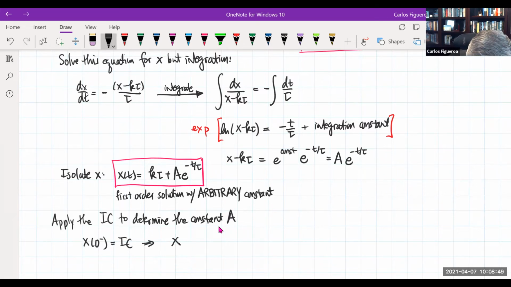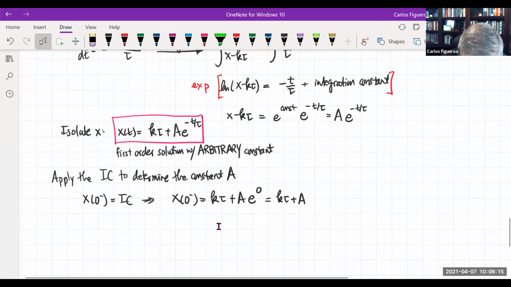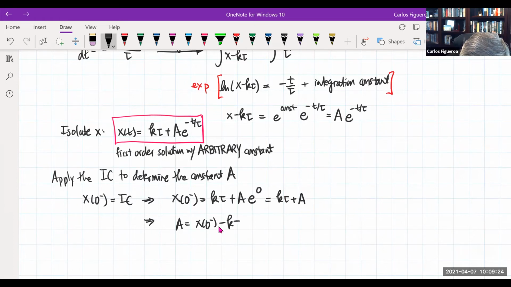So this implies here that if I now apply this to our first order solution, you could see that this is going to be k tau plus A e to the 0, which then tells me that this guy has to be k tau plus A. In other words, I know what A is. So then A is going to be x of 0 minus k tau.